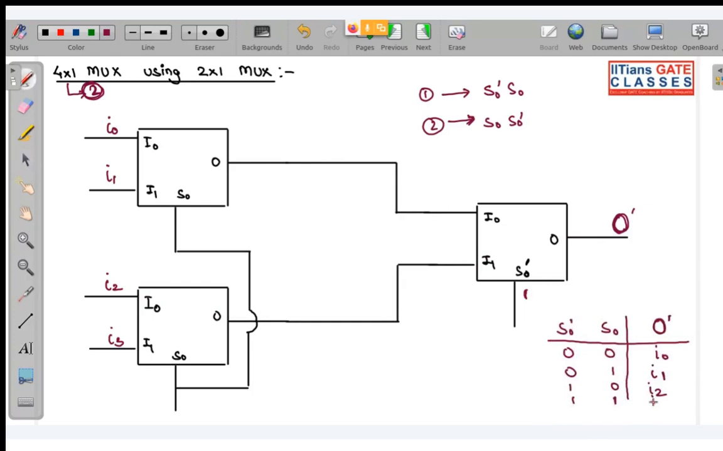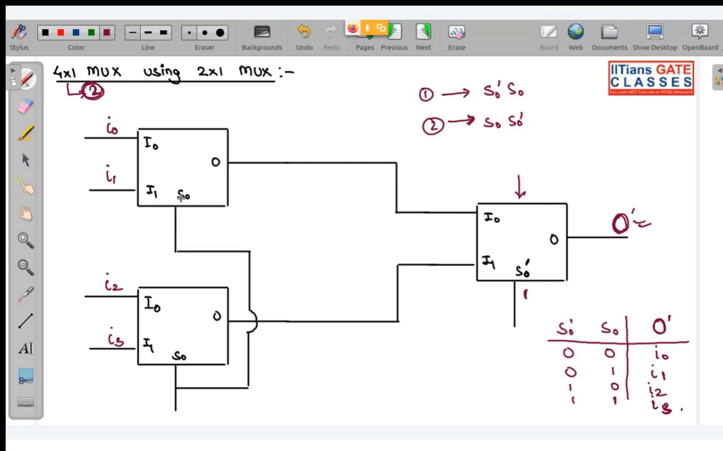This will be I3. So always remember, the mux that is driving the maximum number of other muxes, its selection line is your MSB, or the mux that is nearest to the output is your MSB, and the mux that is farthest from the output is your LSB. Is this clear? Tell me if this is clear or not.